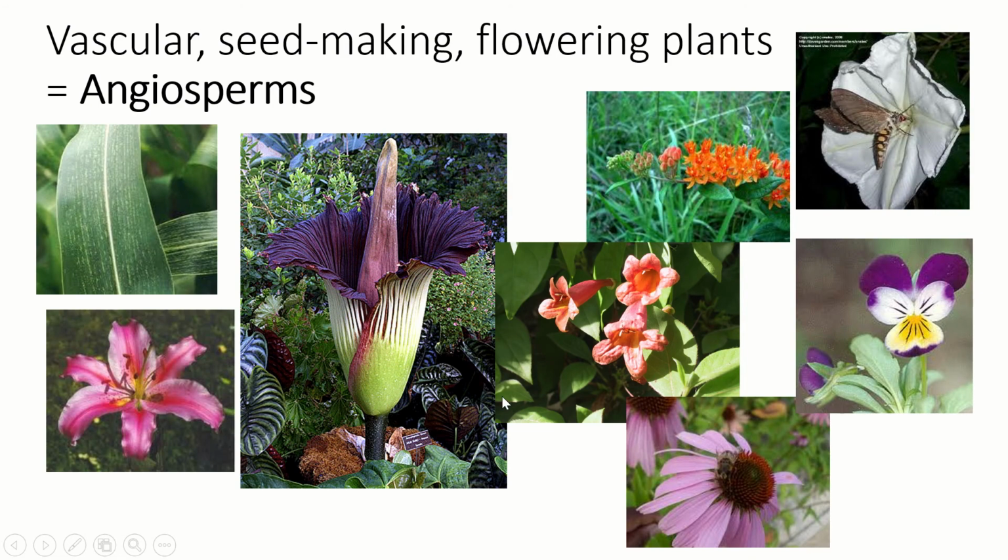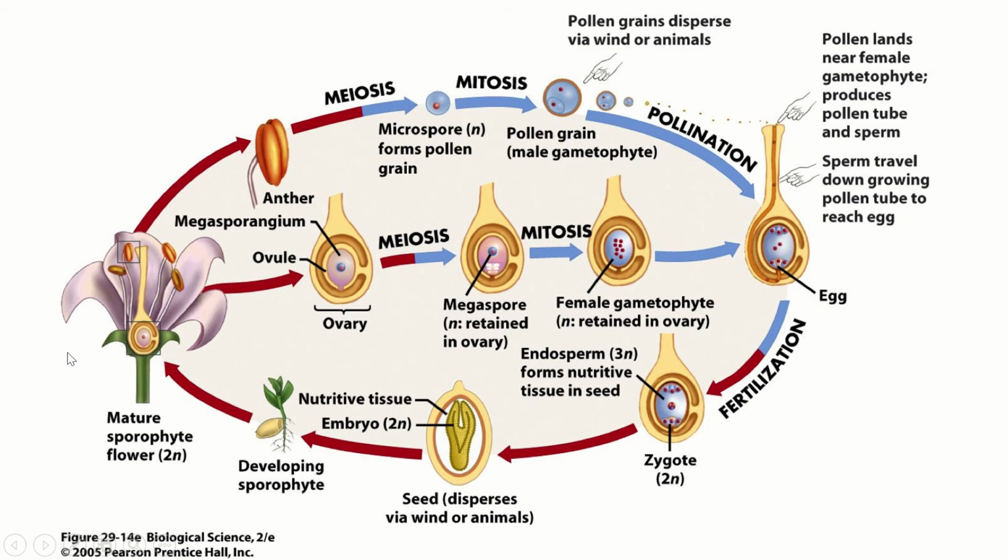Okay, now the main group of plants are called the flowering plants, and they are called angiosperms. So these have a vascular system, they make seeds, and those seeds are made at the base of flowers. The vascular plants have a huge diversity of size and color and shape of flowers, and they are divided into 2 main groups. But first, let's look at their life cycle.